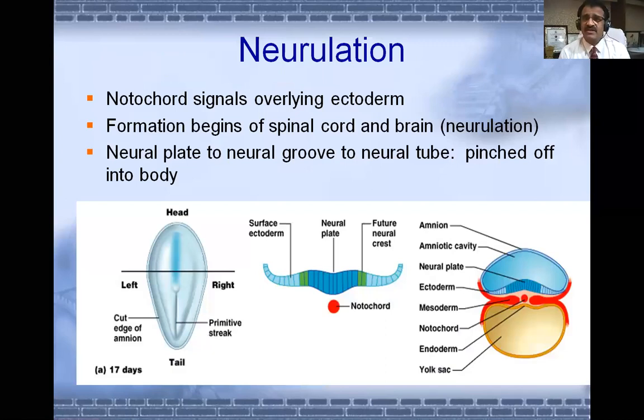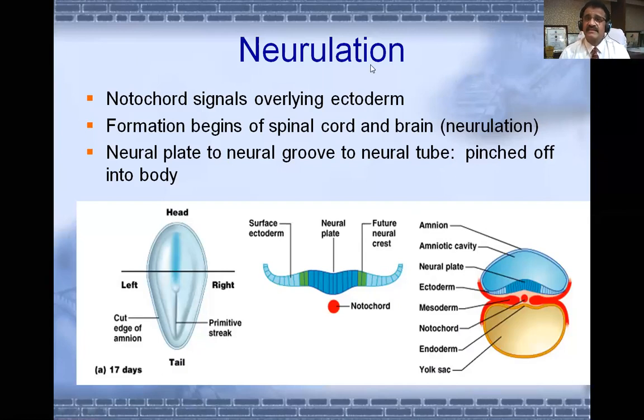So formation of neurulation. Neurulation means formation of the neural tube, the beginning of spinal cord and brain, from neural plate to neural fold to neural tube. You can see in this image how the neural tube is formed. This will give rise to the nervous system. So I told you that nervous tissue is a derivative of ectoderm.